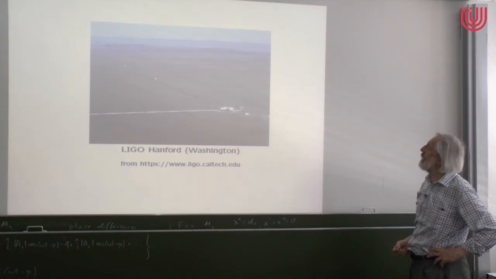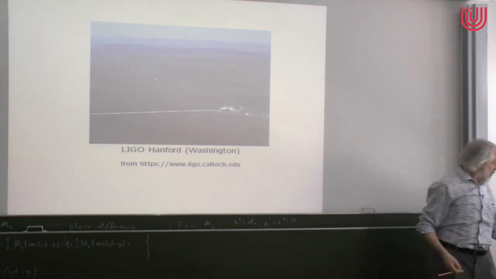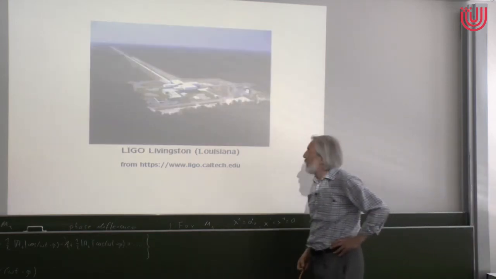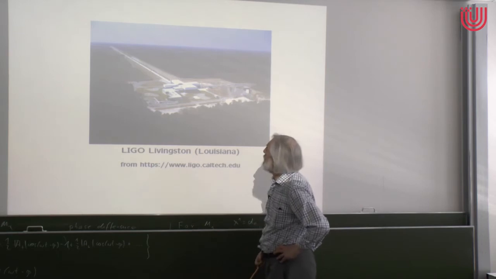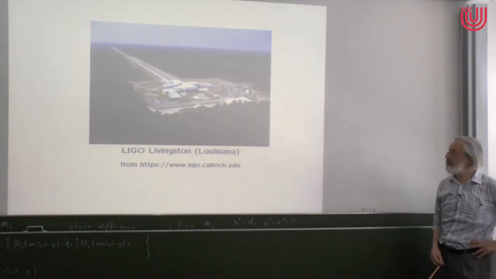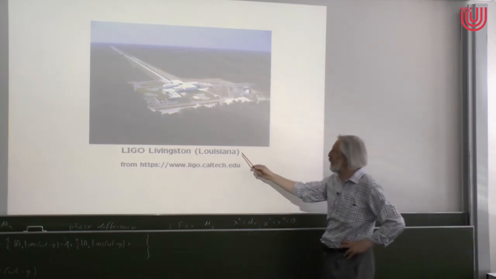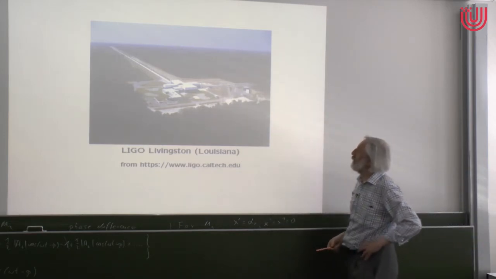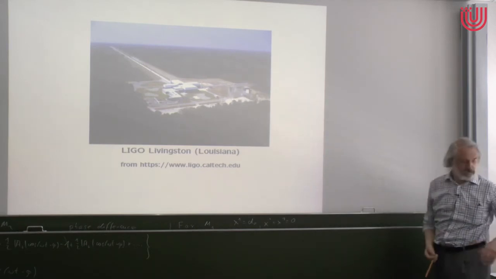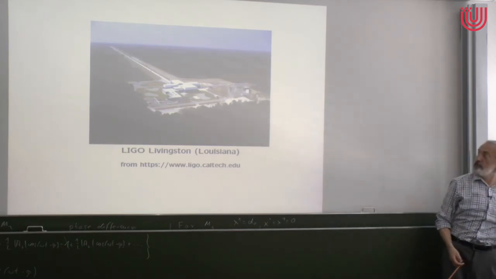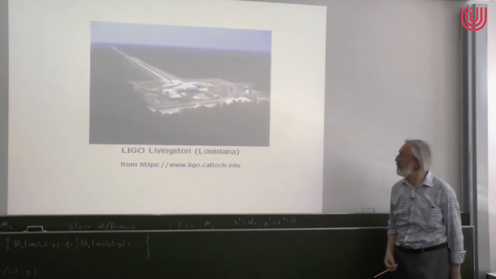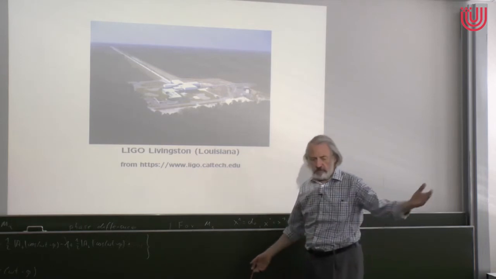So this is one of the two detectors, the one in Hanford in Washington, and the other one is in Livingston in Louisiana. You can easily distinguish them if you see a picture. If there's forest around, then it's the one in Livingston, because this is in the swamps of Louisiana. And if the neighborhood is very dry and no trees whatsoever, then that's the Hanford site. So they can easily be distinguished. Actually, they are not very far apart.